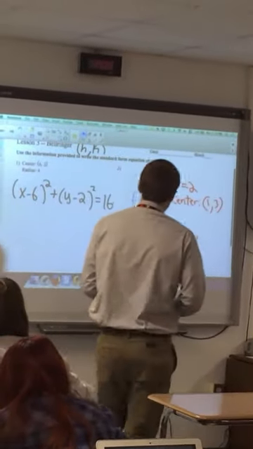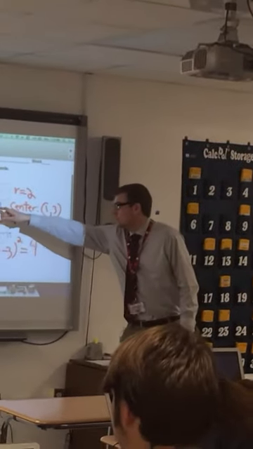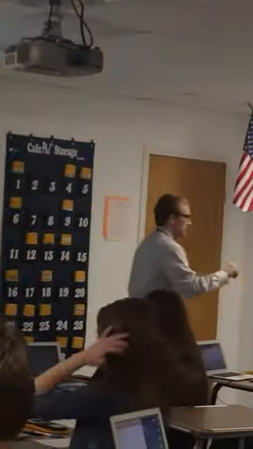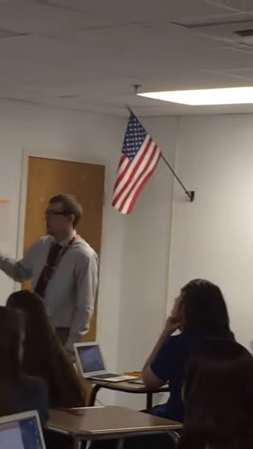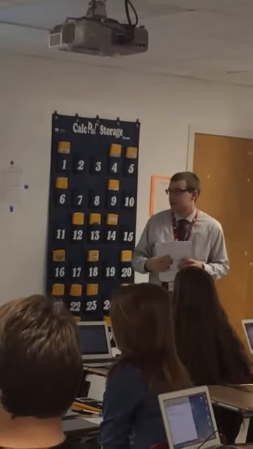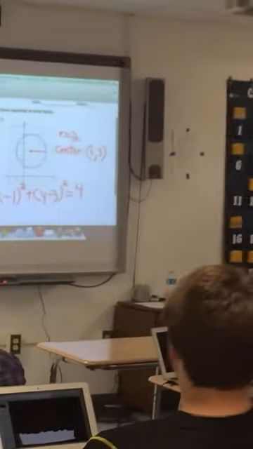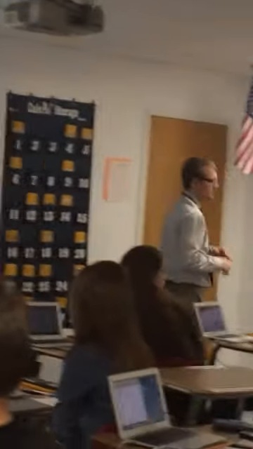All right, so Courtney identified that the center was at the point (1, 3). So the center is (1, 3). And the distance from the center to the circle is 2 units. So we have to plug in h and k, and then we have to square the radius. So we get (x − 1)² + (y − 3)² = 4. That's a very good job. Go ahead and pass these forward, please.